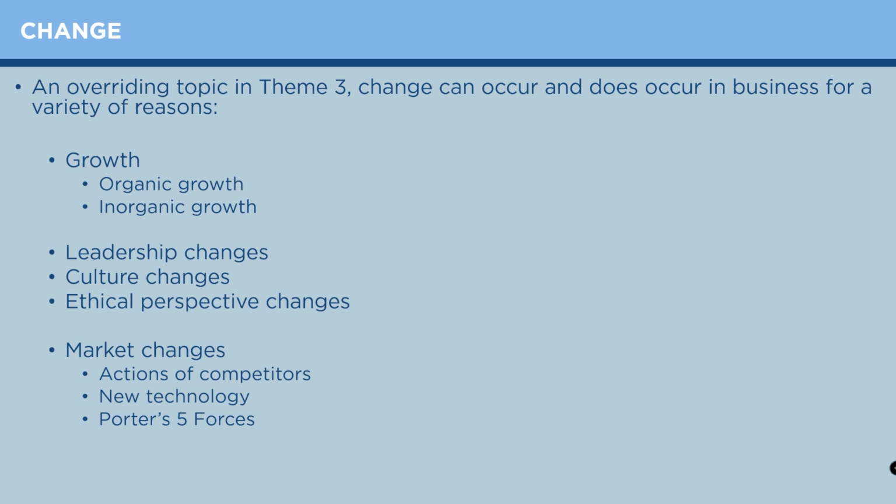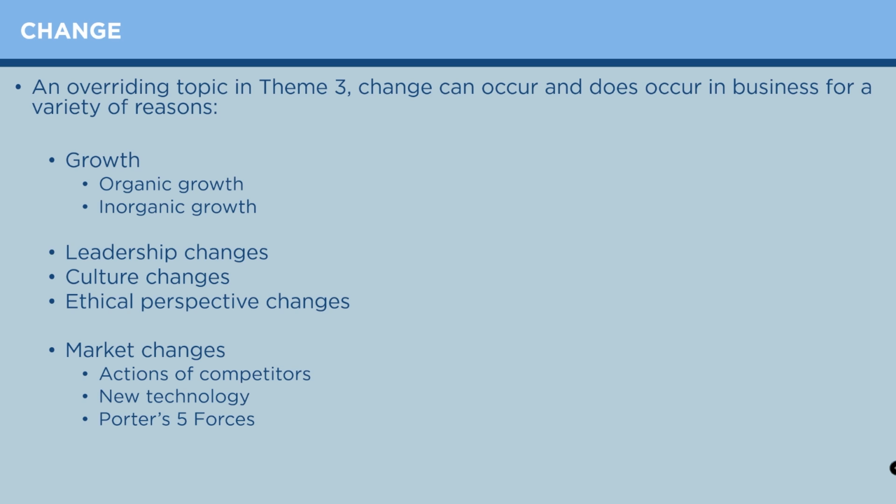And so we've talked about organic and inorganic growth. That's obviously going to change a business in terms of size, in terms of strategy, in terms of market, in terms of all of those things. But we can see leadership changes. We can see culture changes. We can see changes in terms of our ethical perspectives based potentially around stakeholders and their interests. And we can see market changes, things we've just talked about, Porter's 5 forces. We've mentioned new technology potentially when we talked about the Boston Matrix, replacing a market with a new one. And obviously the actions of our competitors we touched on as part of Porter's 5 forces. So all of these different factors will prompt change within an organization.